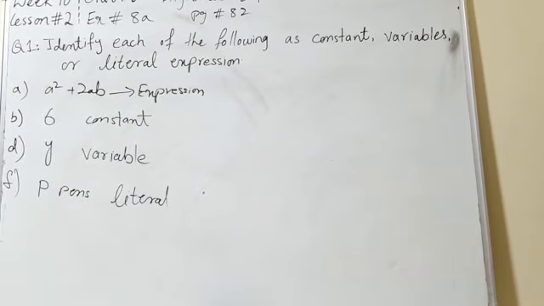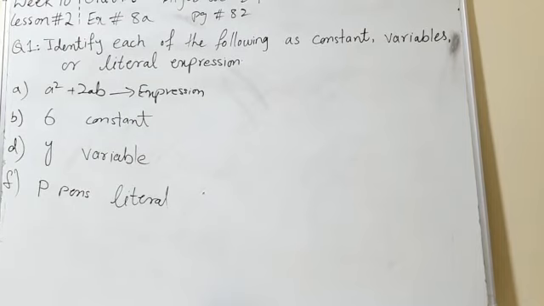So I think from D and F part it is clear that what is variable and literal. Basically variable and literal both are same, but this is the way we represent it. If only alphabet is written, it is a variable, but if we represent a quantity, that is number of pens, and we do not know what is the actual number, then it is called literal.